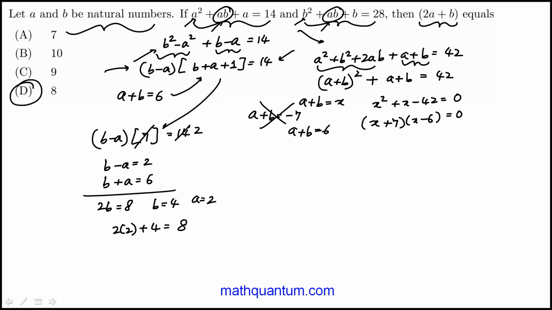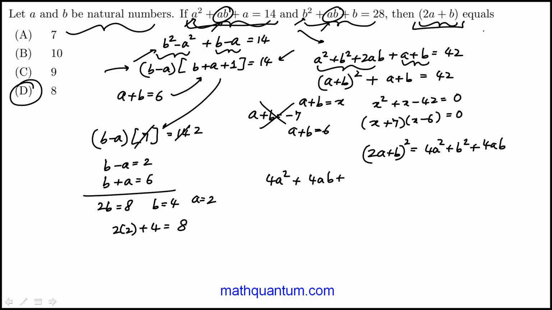Now, another thought I had was, could I create 2a plus b directly? Because I know 2a plus b square is 4a square plus b square plus 4ab. So the idea was, what if I multiply this by 4?